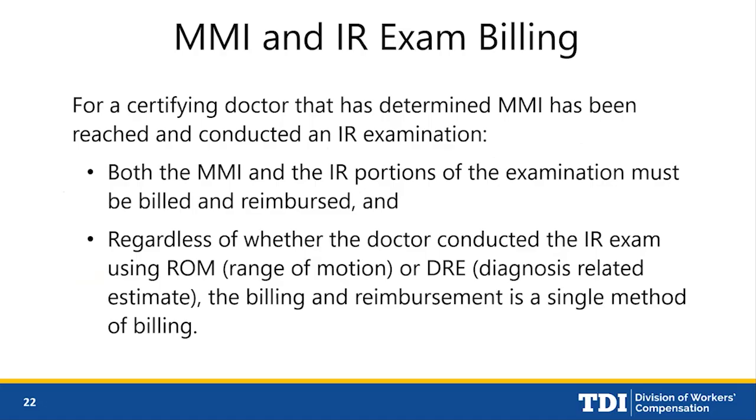Next, when a certifying doctor finds that the injured employee has reached that MMI, there is the possibility of permanent impairment. So in that case, they're going to bill for both maximum medical improvement, that portion of the exam, as well as the impairment rating portion of the exam, because it was conducted by a certified doctor. And this is going to be regardless of whether or not they use the range of motion model or the diagnosis related estimate in that exam to get that impairment.